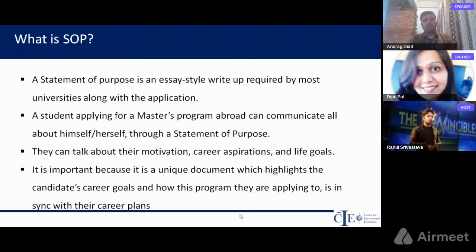So it is important to be unique, right? Every student has a unique journey, a unique set of experiences, and unique reasons why they have done some particular task, or why they have pursued a particular degree. This is your chance to show that uniqueness and explain to the admissions committee your life journey, why it makes sense for you to be applying for a master's degree, and how a master's degree will help you in your career goals, right? So that is to understand initially about an SOP.